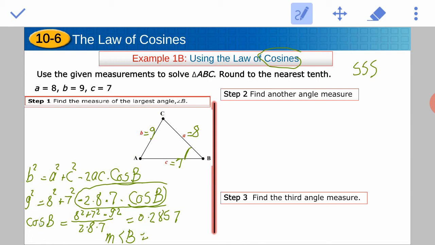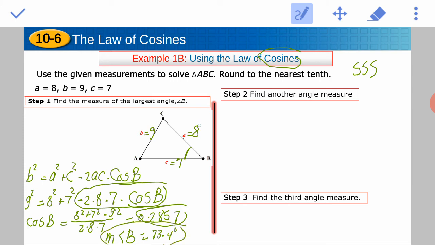By doing the inverse operation of cosine, which is arc cosine or the inverse cosine. So guys, once you have this answer in your calculator, don't remove it, just hit shift cosine answer, and you will get the measure of angle B. The measure of angle B approximately equals 73.4 degrees. So guys, we have found one angle in this triangle.